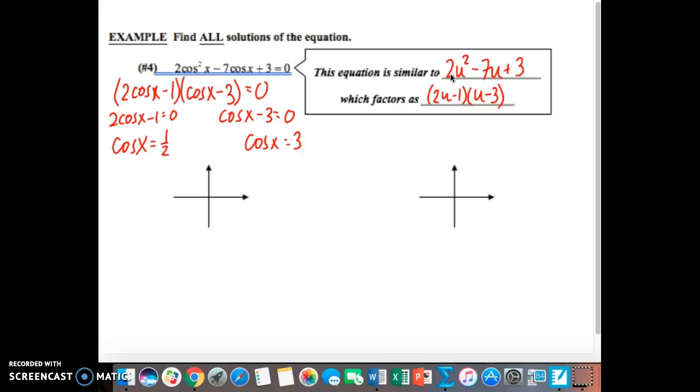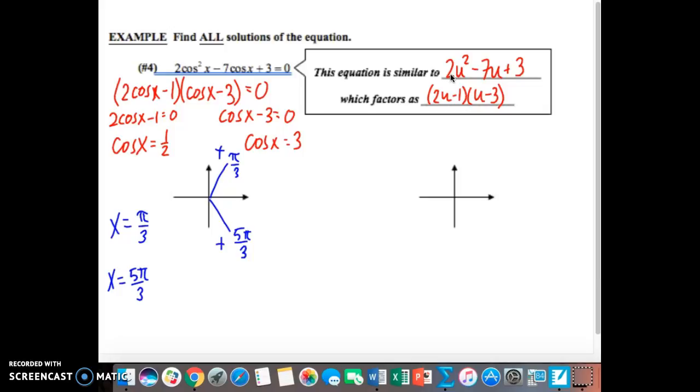So for cosine of x equals 1/2, we need to think of what angle makes a cosine value of 1/2. This refers back to example 1 in the notes. So we know at pi over 3, cosine is positive 1/2. And since cosine is positive in the first quadrant and in the fourth quadrant, the angle in the fourth quadrant that has a reference angle of pi over 3 is 5 pi over 3. So x equals pi over 3 and x equals 5 pi over 3.